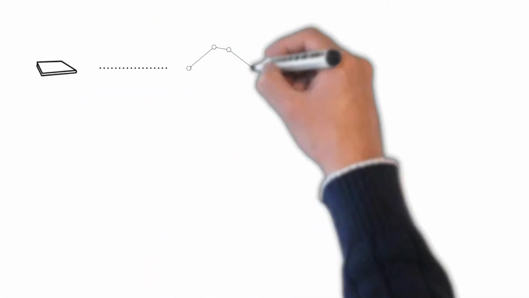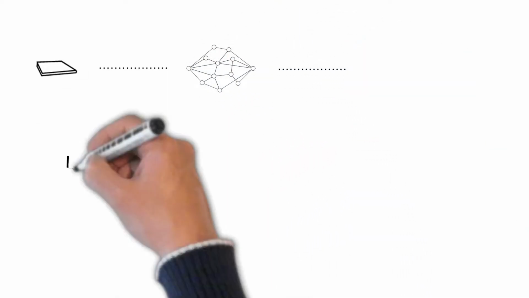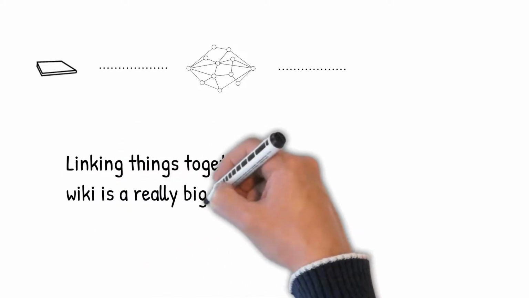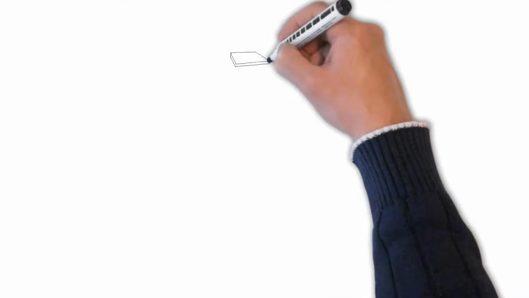Second, a wiki isn't like a pile of papers or even a folder in the cloud because papers and cloud documents aren't linked to each other, and linking things together in a wiki is a really big deal. Another unusual feature of wikis is that people might read your pages in any order.